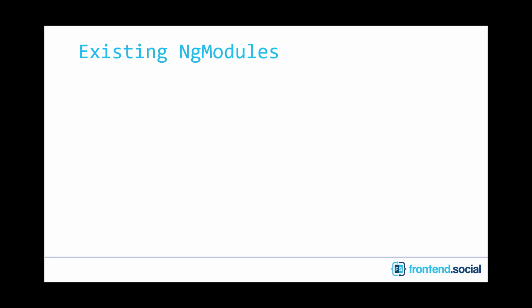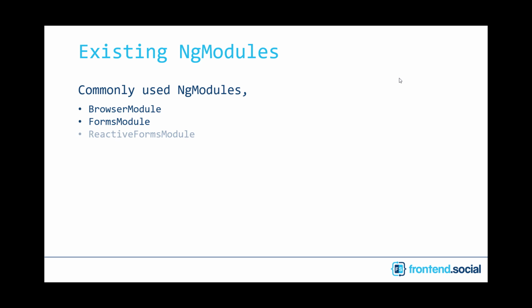Let us see which existing NgModules are commonly used. BrowserModule is used to export all the infrastructure needed for Angular apps. FormsModule and ReactiveFormsModule are used for template-driven and model-driven forms respectively. CommonModule is used to export common directives and pipes like ngIf, ngFor or the decimal pipe. RouterModule is required for routing purposes. HttpClientModule is for AJAX calls. These are all part of the Angular framework.